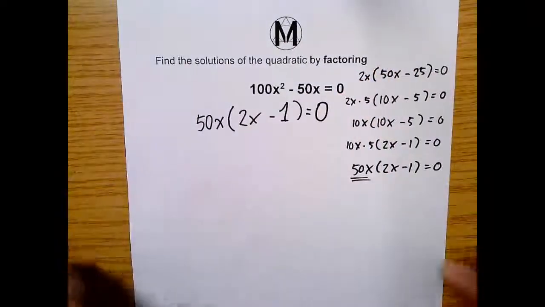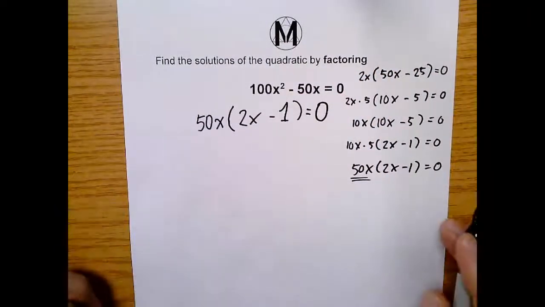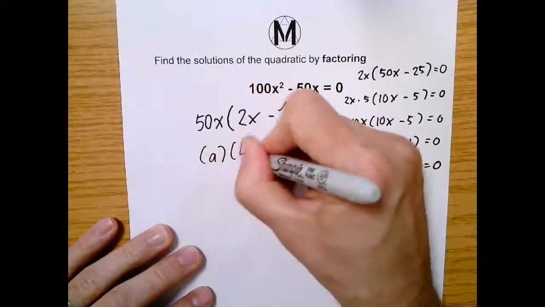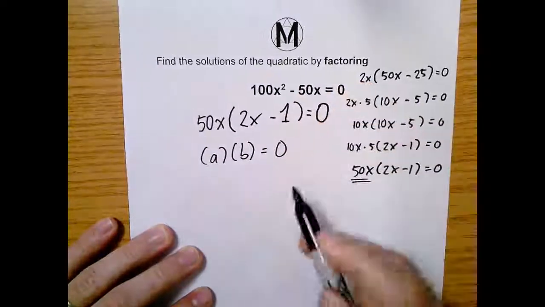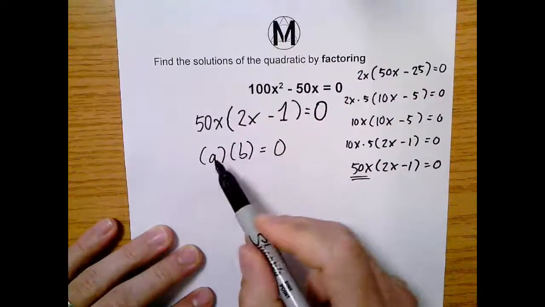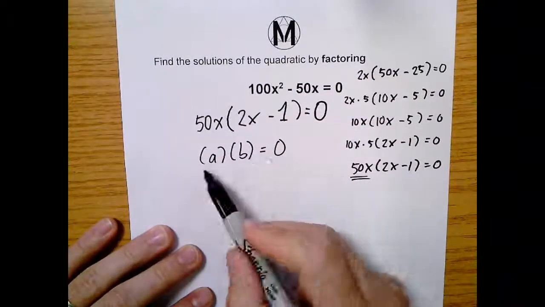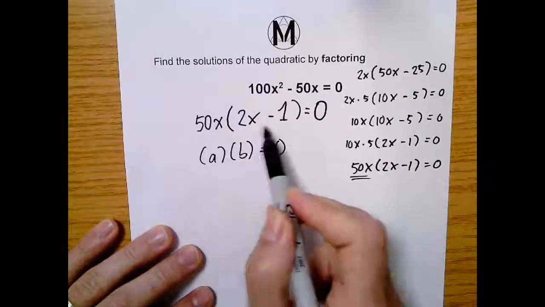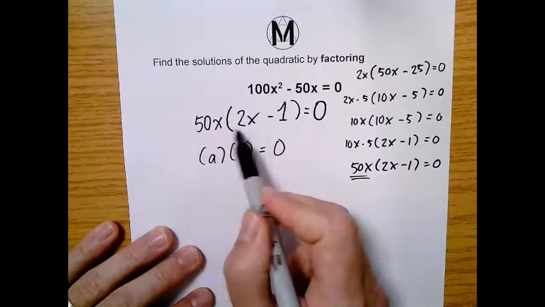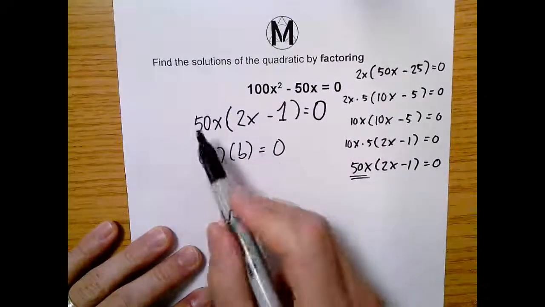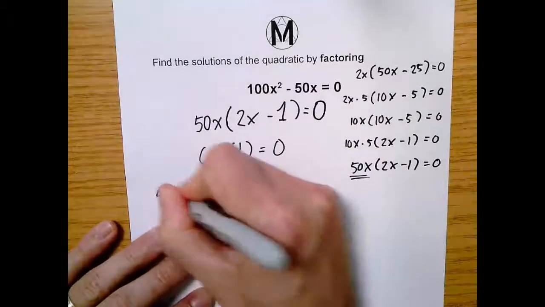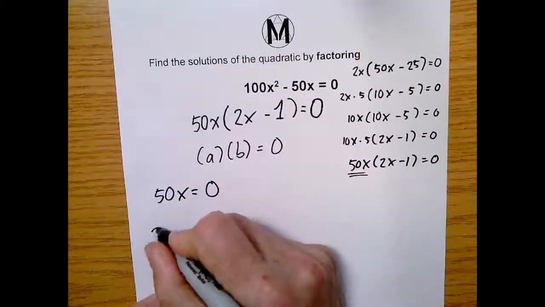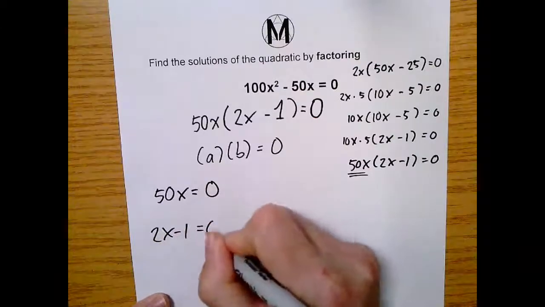And now we get to use the zero product property. The zero product property just tells us that if A times B is 0, then A is 0 or B is 0 or both are 0, because anything multiplied by 0 becomes 0. So this just lets us break this into two separate equations, each equal to 0. So 50x equals 0, and 2x minus 1 equals 0.